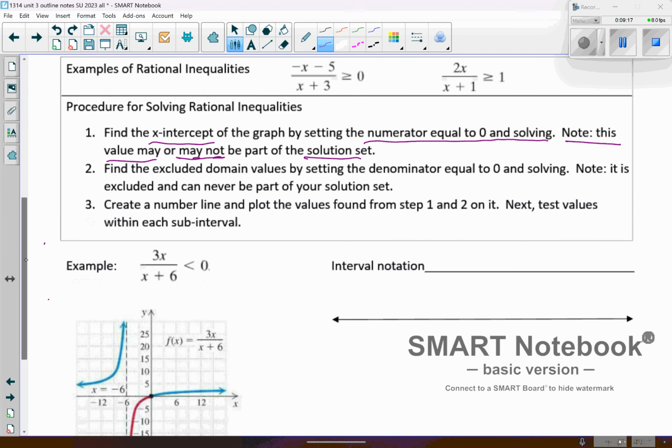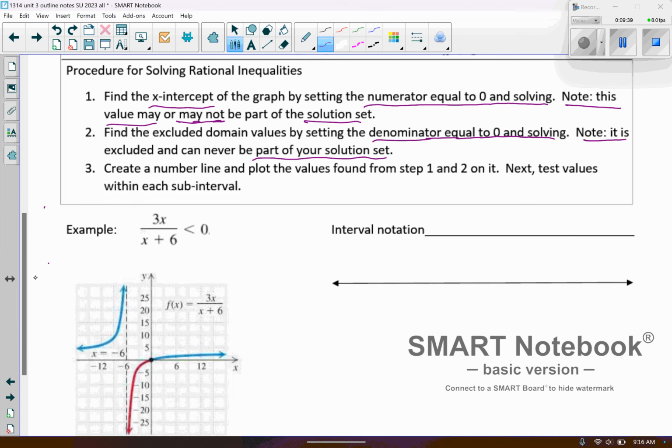Now this next part, you're going to find the excluded domain value by setting the denominator equal to 0 and solving. So you're basically finding the vertical asymptote, if you're thinking of the graph. Note, this is excluded and can never be part of the solution set because it's the undefined value. It's the value that if you plug it in, actually comes back as undefined. So you find the x-intercept, which may or may not be included, by setting the numerator equal to 0. Then you find the excluded domain value, essentially the vertical asymptote, by setting the denominator equal to 0. That cannot be part of my set.